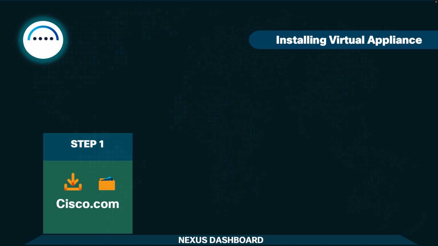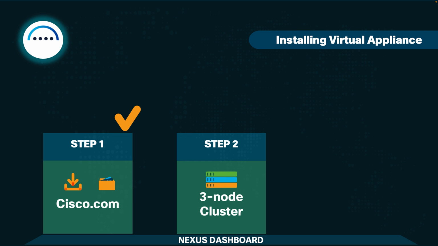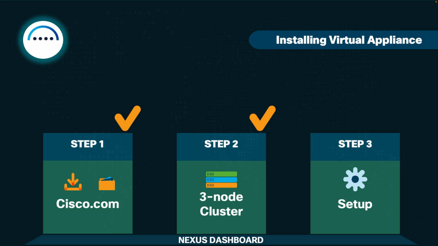Number one, download the virtual Nexus Dashboard image from Cisco.com. Number two, deploy a 3-node VM cluster using VMware vCenter. Number three, run the initial setup configuration to have our Nexus Dashboard cluster ready to be used. This will include the creation of a Kubernetes cluster and multiple services automatically installed.